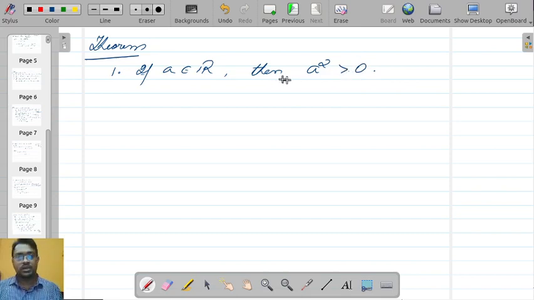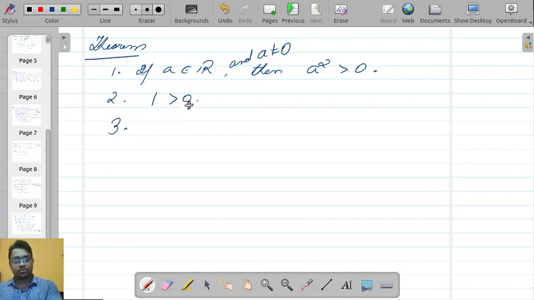If A belongs to R and A is not equal to 0, then A square is always positive. Number 2: 1 is always greater than 0. We do not know about this either; we have to derive it from the order properties. As of now we do not know whether 1 is greater than 0 or not. Number 3: if n belongs to the natural numbers, then n is greater than 0.